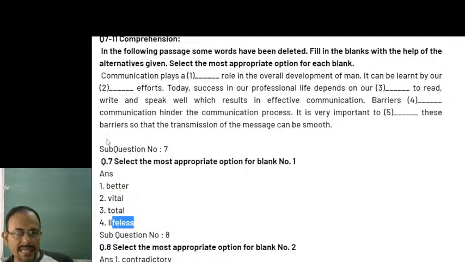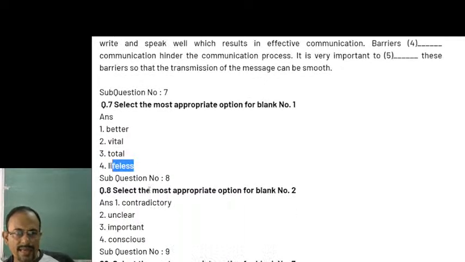So question number 7, 1, 2, 3, 4. Which one is the correct answer? Quickly, dear students, you tell me. Slash is correct. It should be vital. Very good. Okay, next.